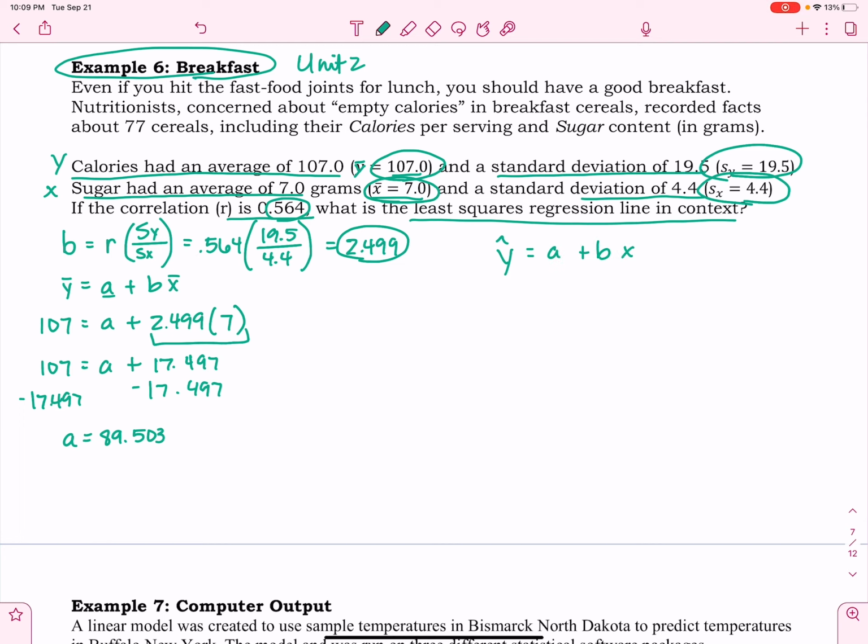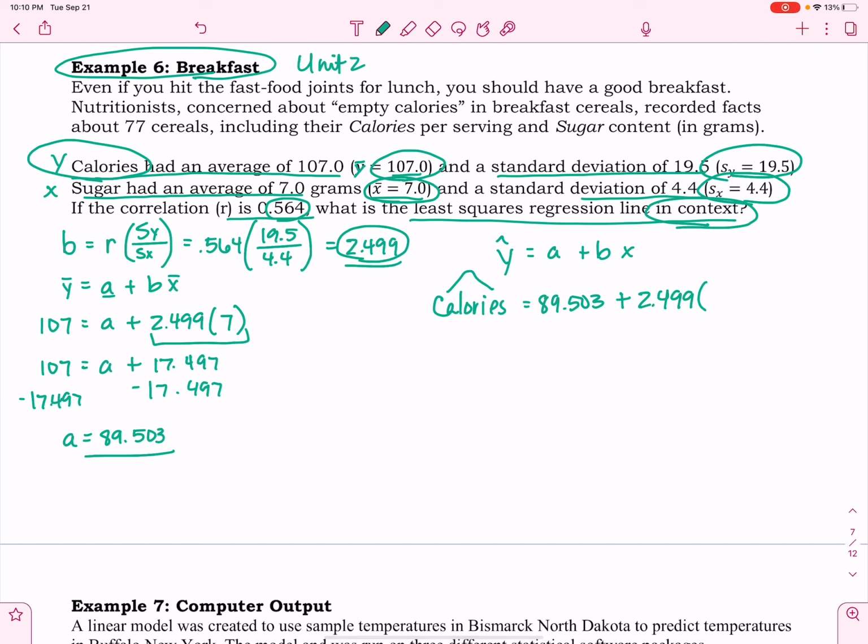So now I've got enough information to write my regression equation in context. Well, that's why we talked about which one's the response, which one is the explanatory. So calories predicted equals A, this A right here, plus B times the sugar. Okay, that is your answer.